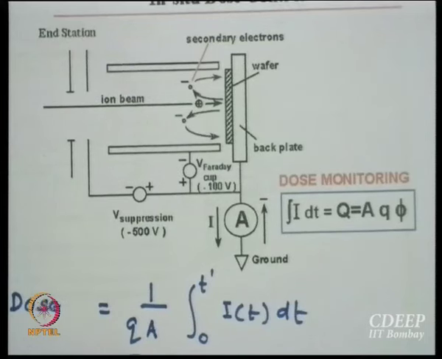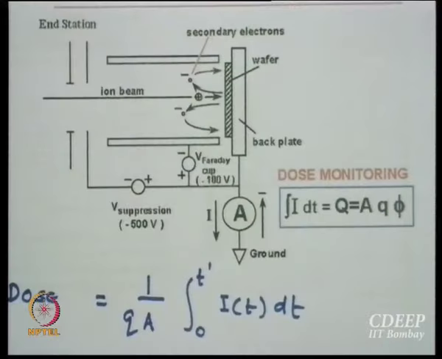So you say 1 upon QA, integral 0 to T, where T is the time for which implantation was performed, of I dt. So what should this circuit be? An integrator. An integrator is required to actually find the dose. Is that clear? Integral I dt is essentially done by an integrator there. So this integrator, along with this constant QA, which is scaled down directly, gives a direct measurement on a meter, where you can see how much the dose is.